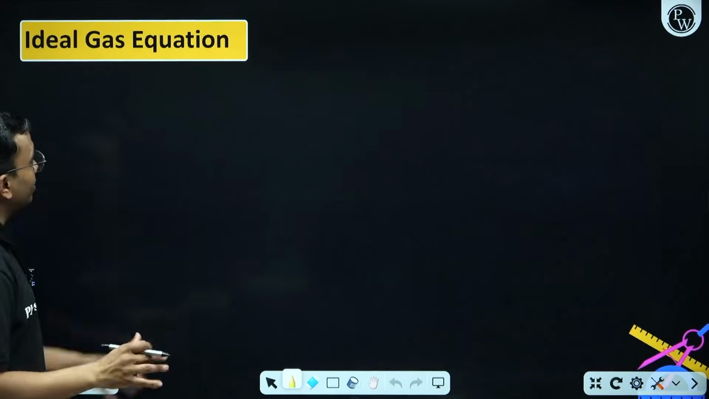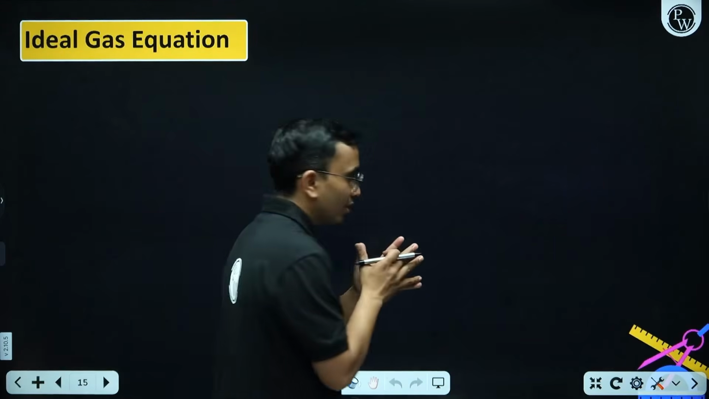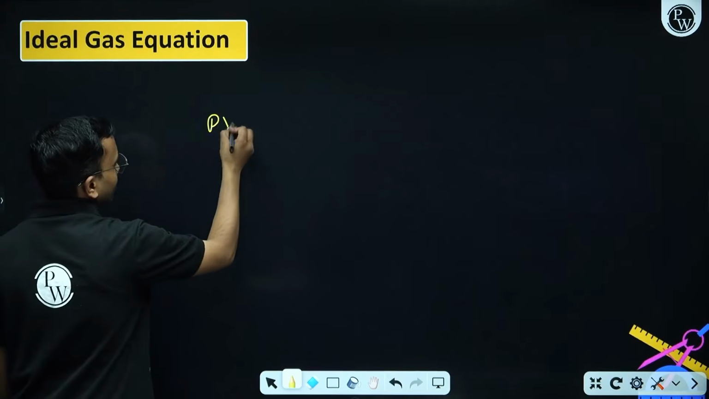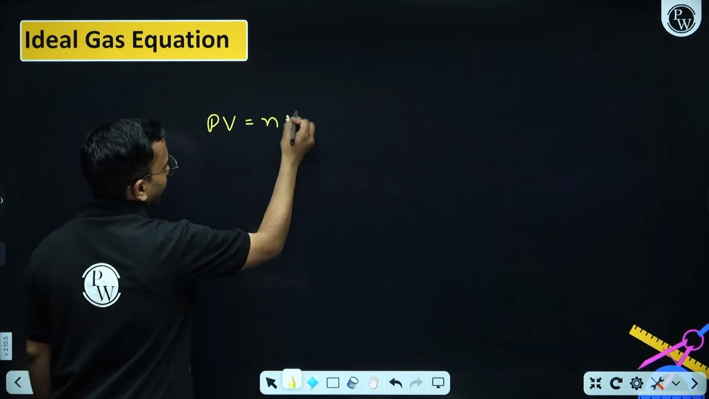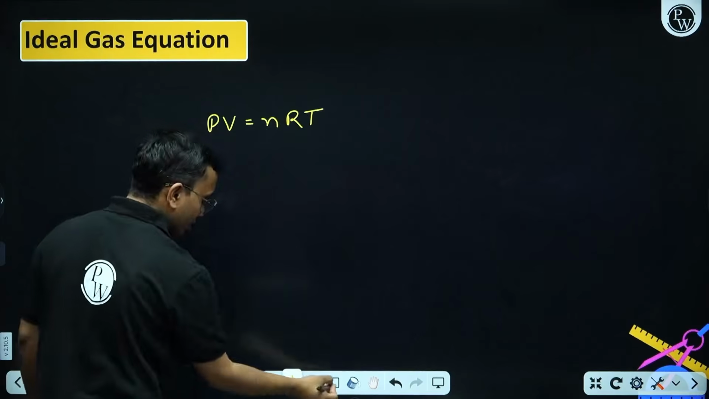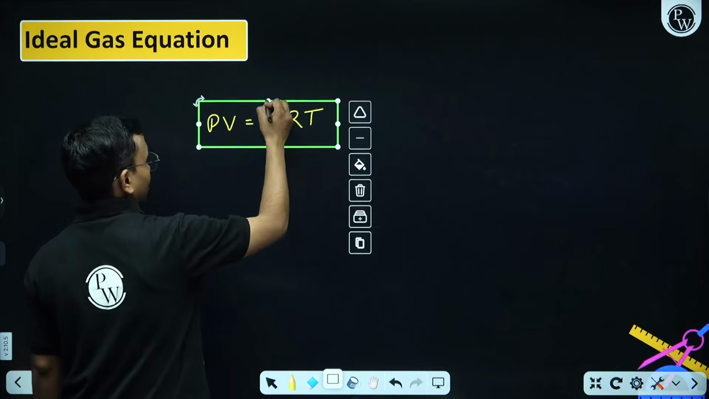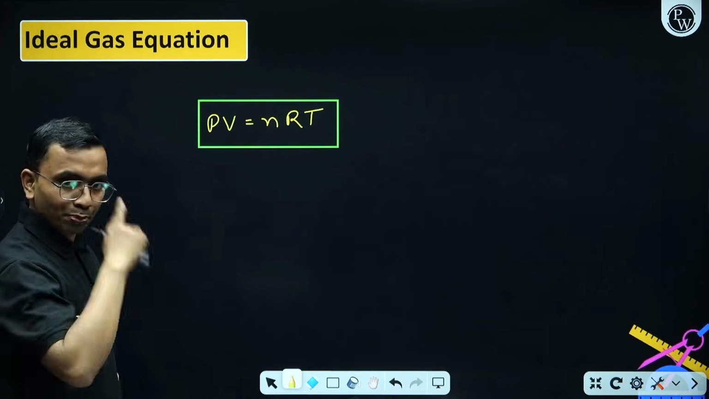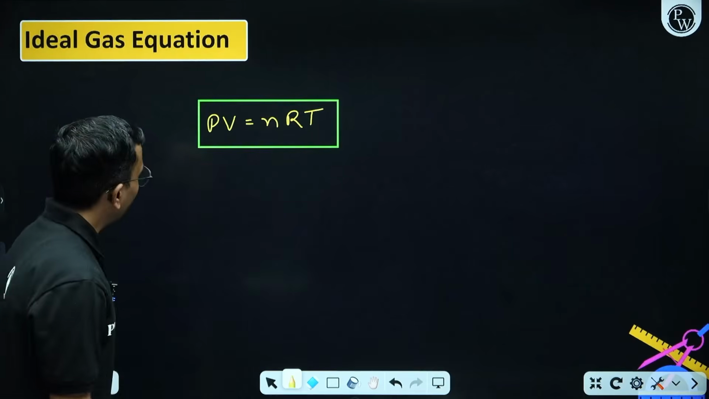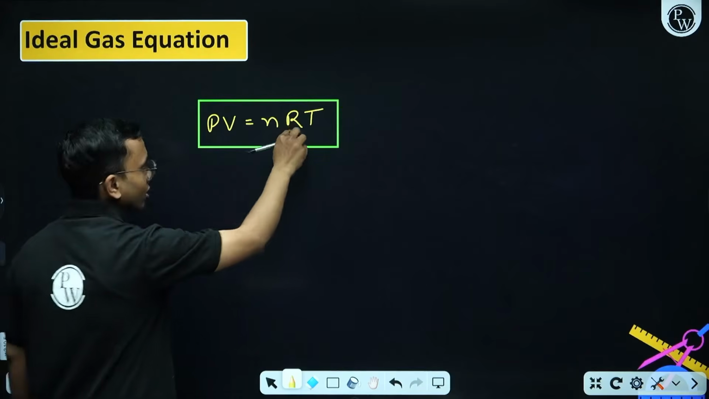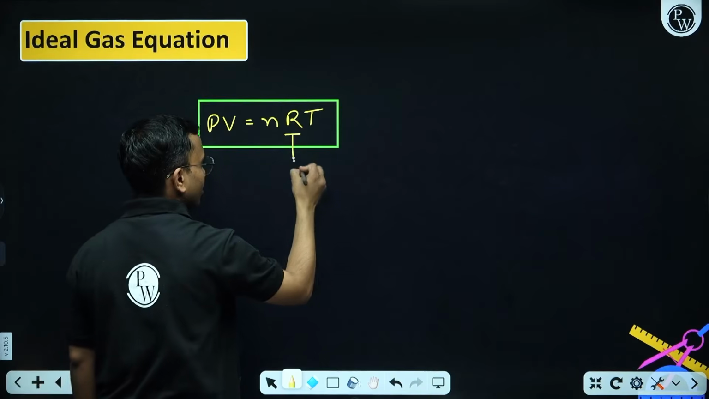So now combining all these laws, I got my ideal gas law. What is that? PV is equal to nRT. From there I am getting this. Therefore, I was not using this to show the proof of them. What is P? P is my pressure. What is V? V is my volume. N is the number of moles. R is the universal gas constant.